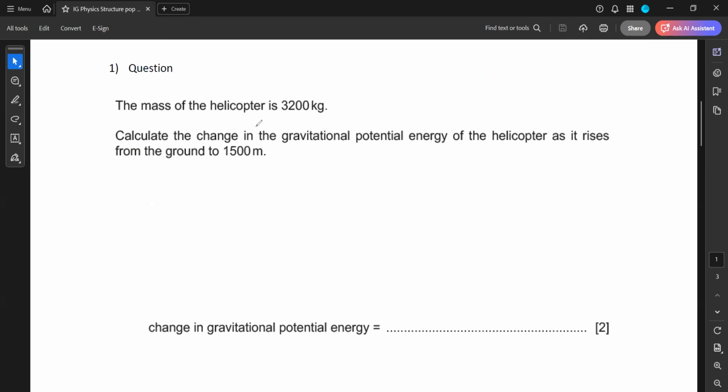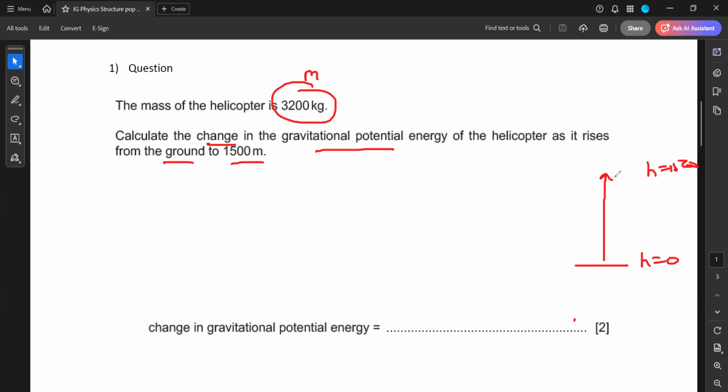So the mass of the helicopter is 3,200 kilograms. The mass is given. We have to calculate the change in the gravitational potential energy as it rises from the ground to 1500 meter. On the ground, what is the height? The height is 0. Then it rises to 1500 meter high. So what is the change in the height? The change in height is 1500 meter.